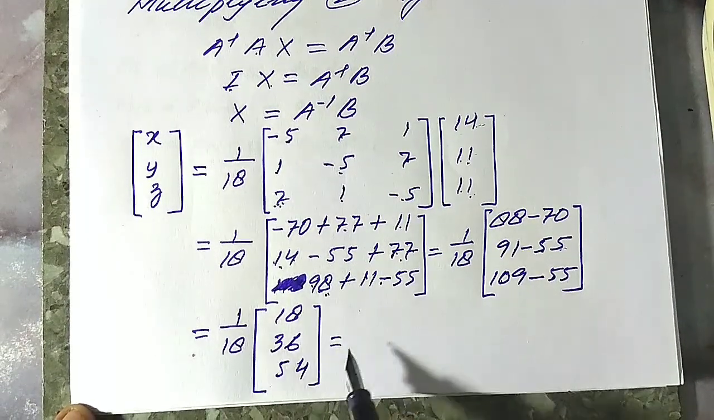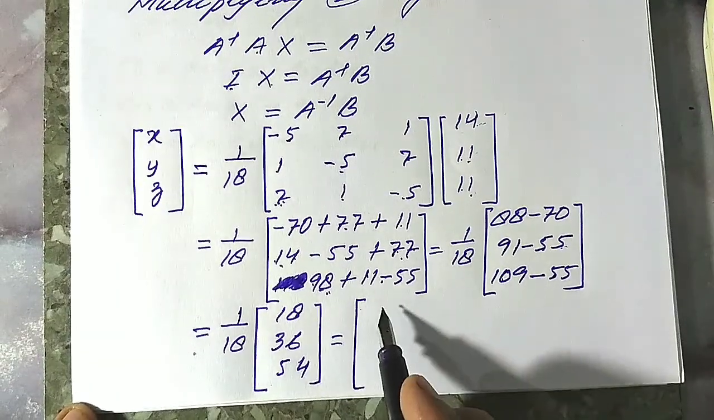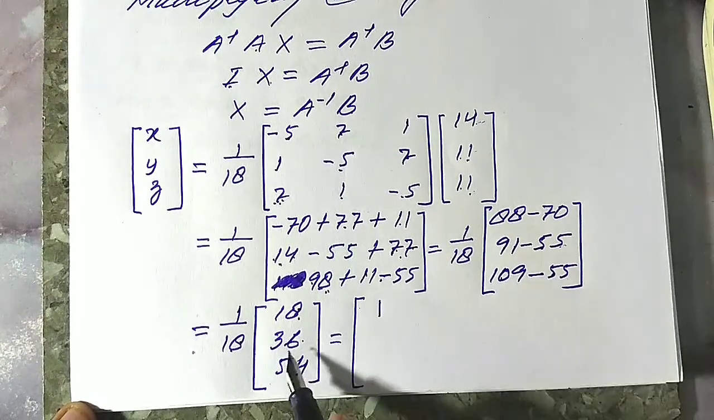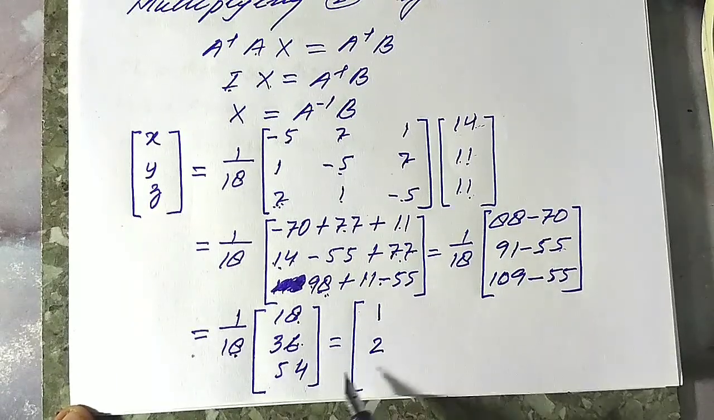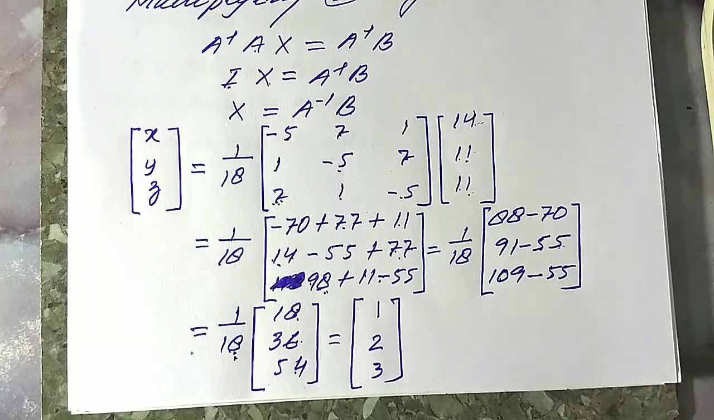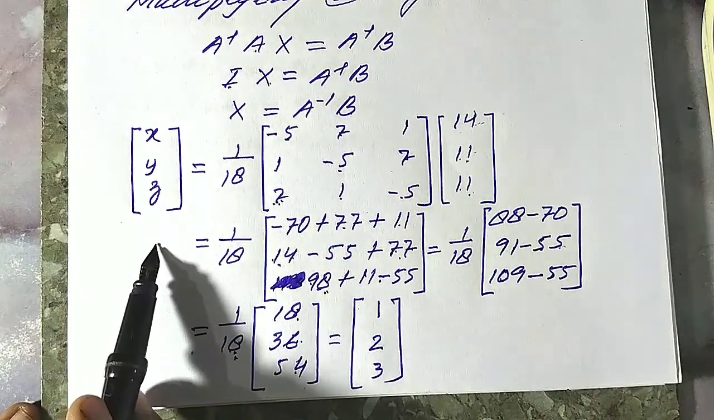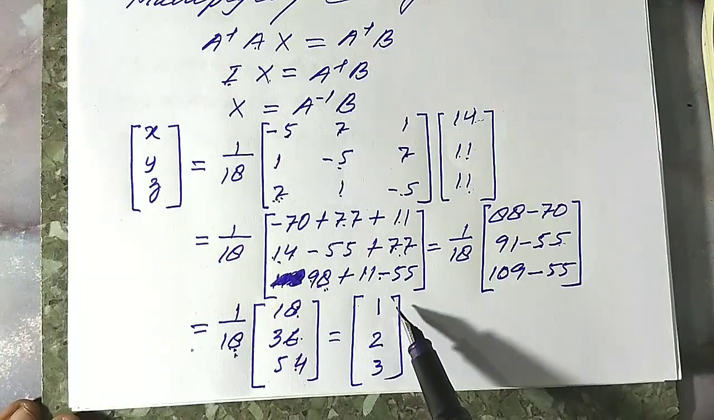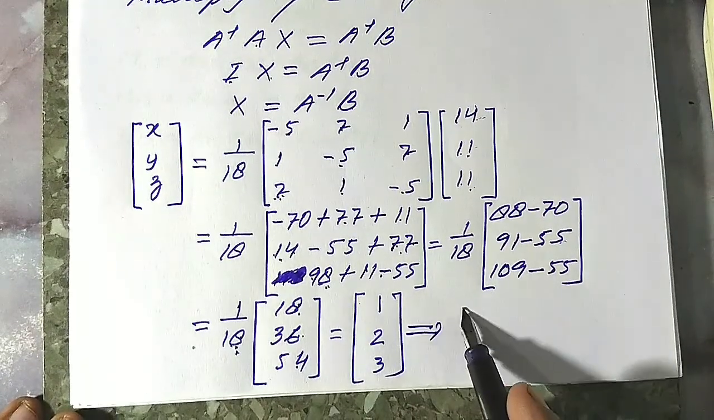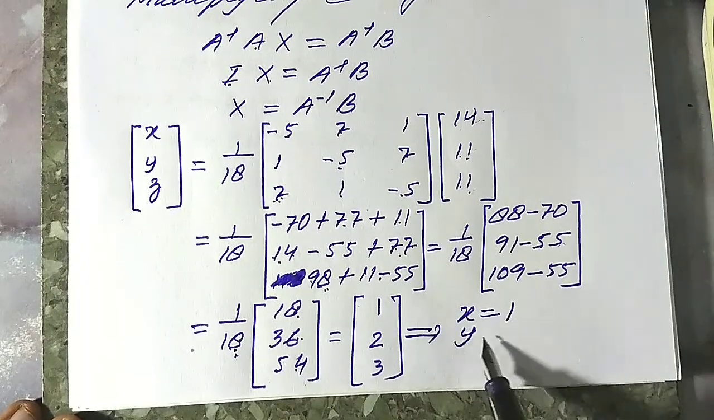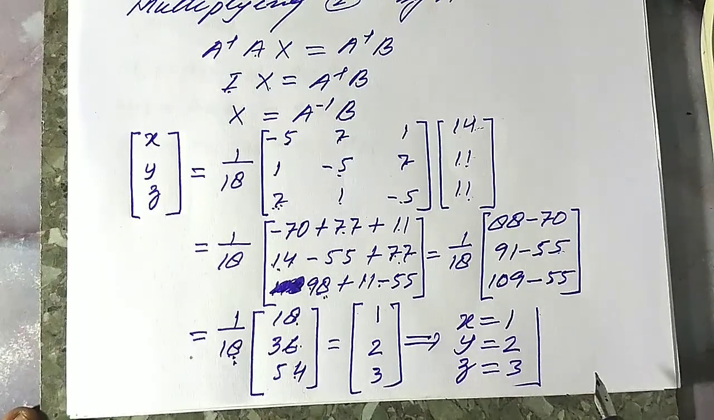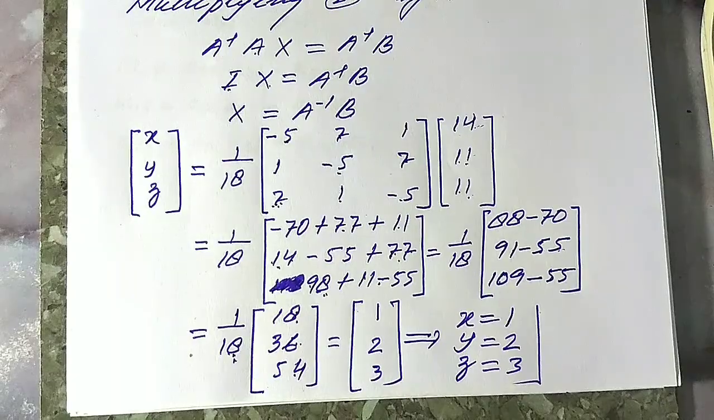So by scalar multiplication, each and every element of the matrix will be multiplied. So 18 will divide all these three terms. 18 divided by 18 we have 1, 36 divided by 18 we have 2, 54 divided by 18 we have 3. So comparing both the sides, on the left hand side we have a column matrix XYZ, on the right hand side we find the column matrix 1, 2, 3. So comparing them we get x is equal to 1, y is equal to 2, z is equal to 3, and this is the required solution of the simultaneous equations.